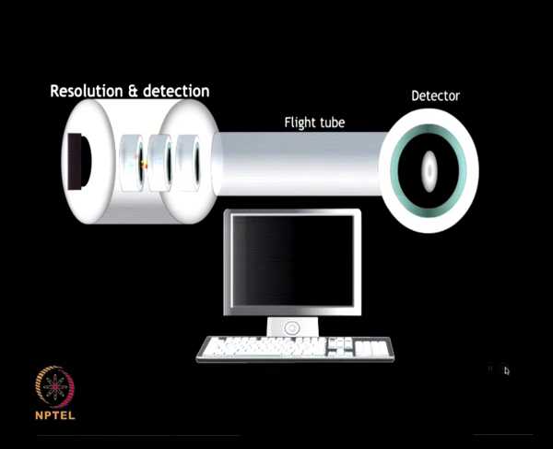The gas phase ions generated are accelerated and travel through the flight tube at different rates. The lighter ions move rapidly and reach the detector first, while the heavier ions migrate slowly. These ions are resolved and detected on the basis of their mass to charge ratio, and a mass spectrum is generated.